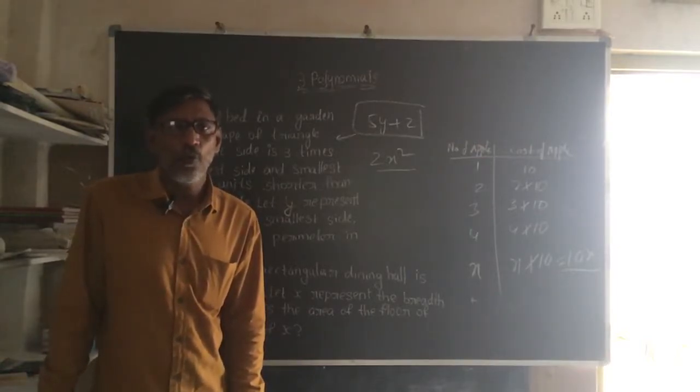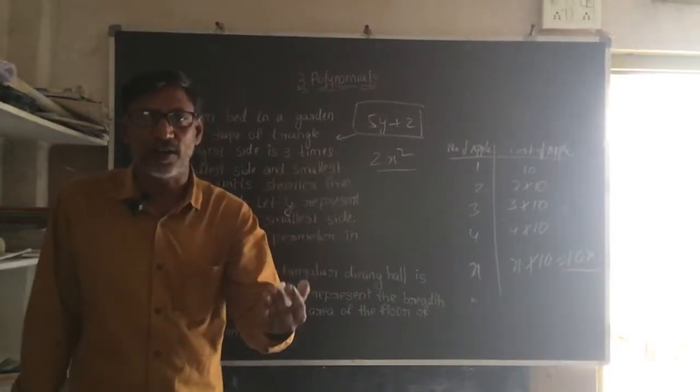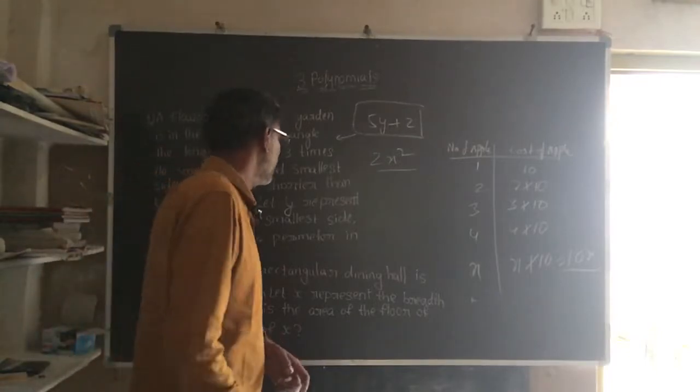Here, what is a polynomial? What is not a polynomial? We have to differentiate with the help of some examples. Okay.